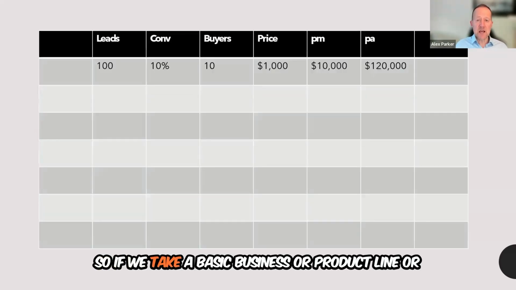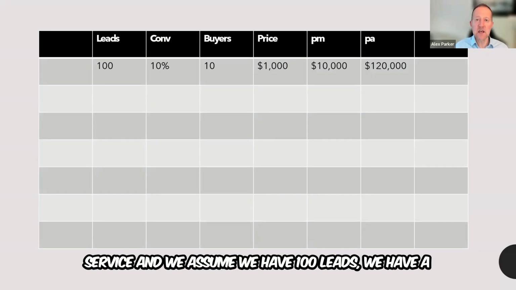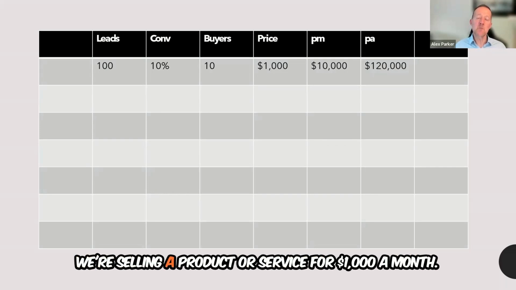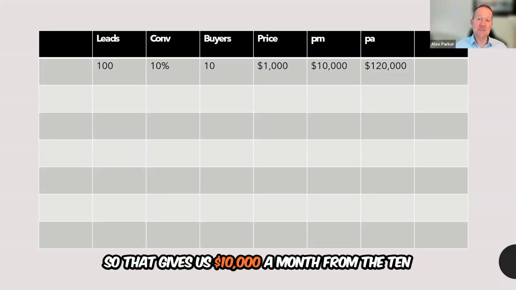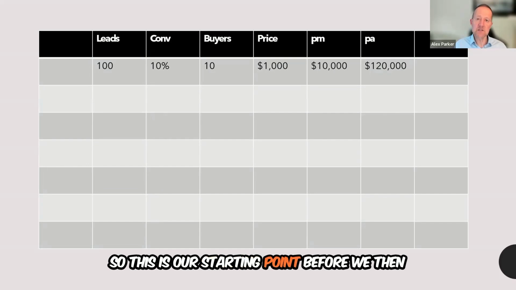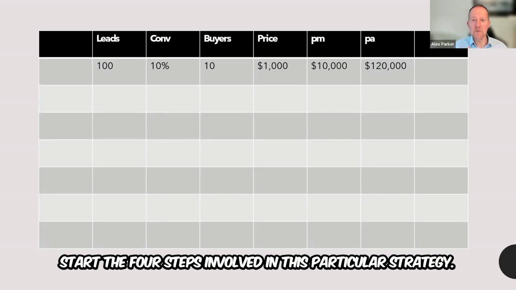So if we take a basic business or product line or service, and we assume we have 100 leads, we have a conversion rate of 10%, which gives us 10 buyers. We're selling a product or service for $1,000 a month. So that gives us $10,000 a month from the 10 buyers that we have, or an annual revenue of $120,000. So this is our starting point before we then start the 4 steps involved in this particular strategy.